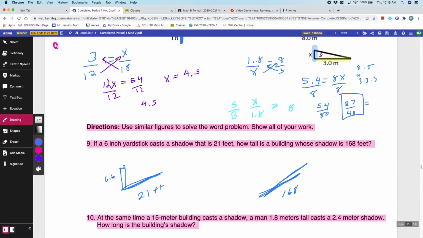And really quickly, this is in inches. I need to convert that to feet. So instead of 6 inches, that's just 0.5 feet. I always want all my units to be the same. So it's basically saying, how tall is this building?